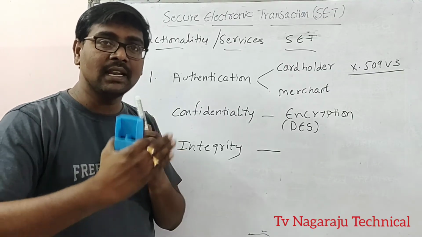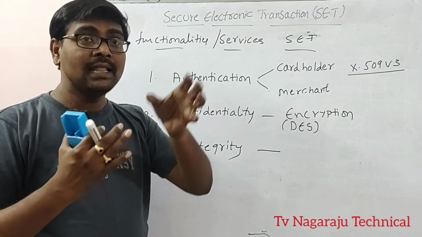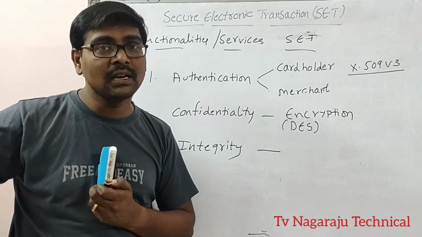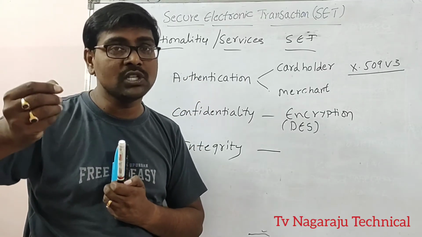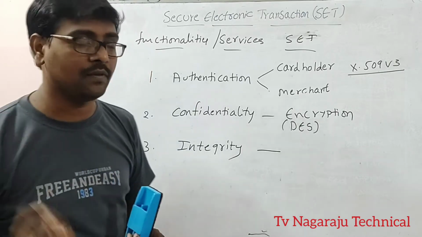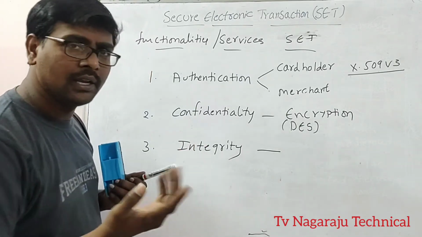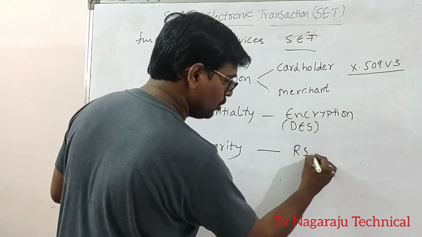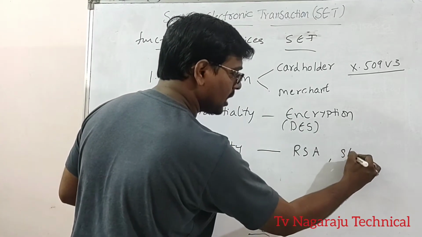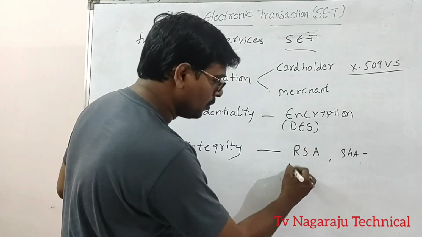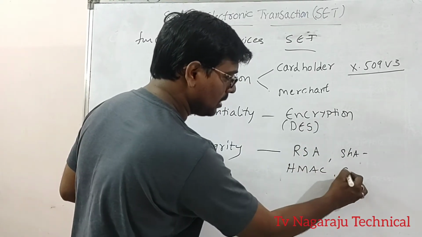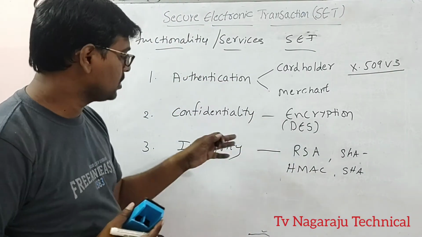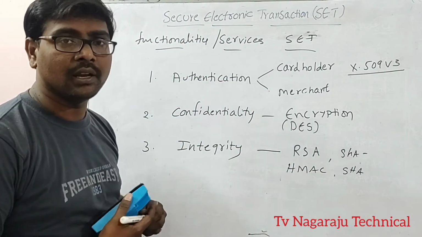Once the sender sends the data, in the middle, it is not possible to modify. That means the receiver has to receive the original data without any modification. Now the integrity is achieved by using SHA algorithm. For example, using RSA and SHA algorithm, or if you want, you can use HMAC algorithm and SHA algorithm. By using any one of the combinations, you can achieve integrity.